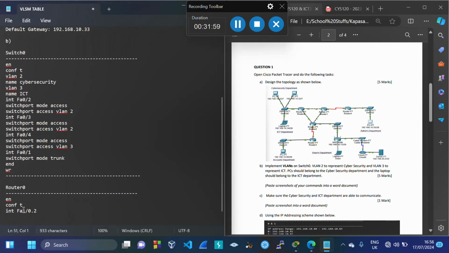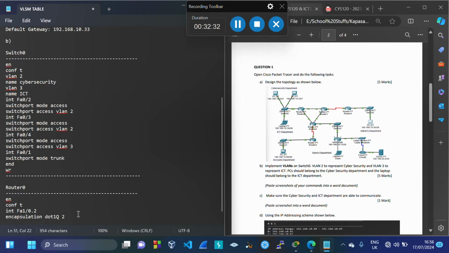Now, after creating the sub interface for cyber security, we need to use a protocol which will allow us to send a packet to the right VLAN. That protocol to send packets in Cisco is encapsulation dot1q. So we'll say encapsulation dot1q, that's the protocol which encrypts data while sending them.